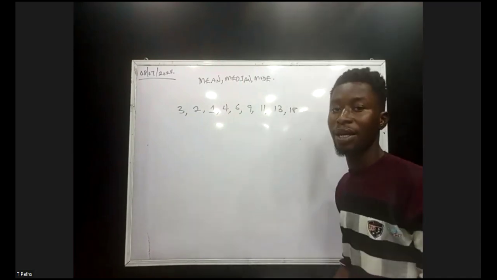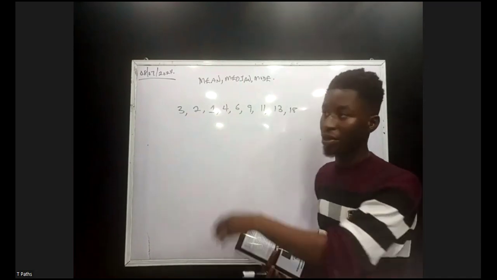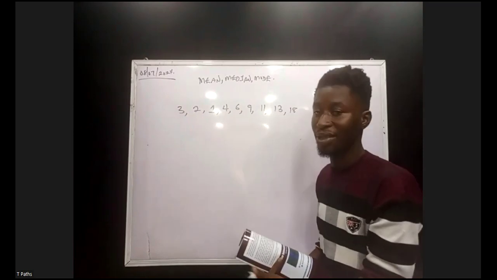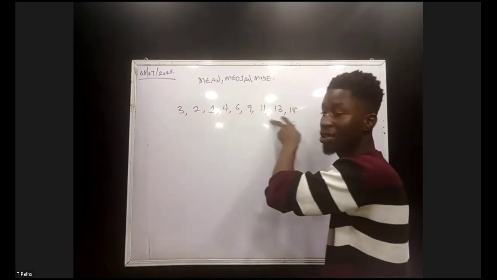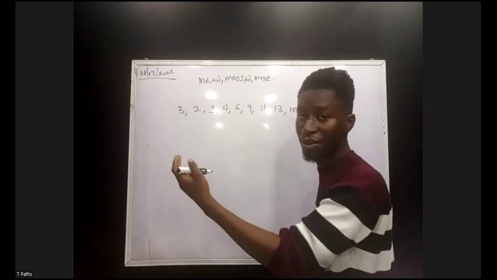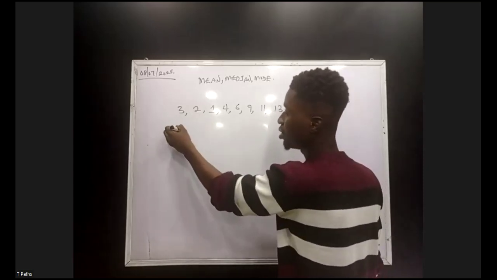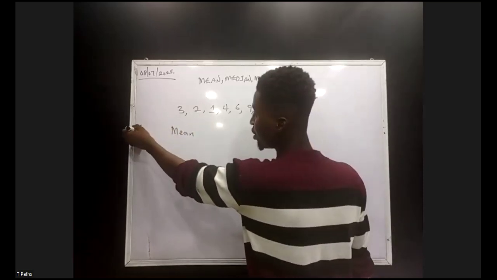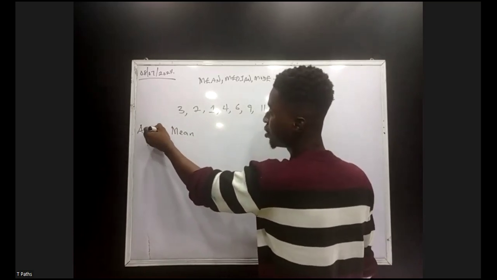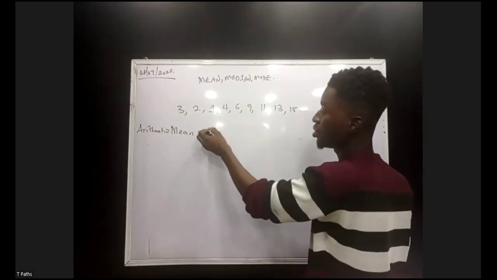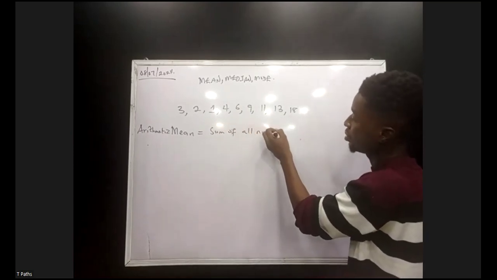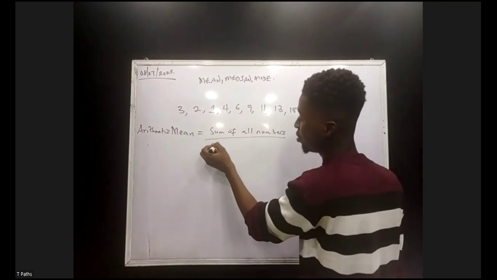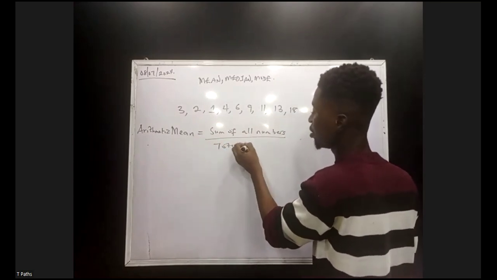So if I'm asked to calculate the mean of this set of numbers, the mean is simply what you know as the average, Abby. Mean, also known as average, is just the sum of all these numbers divided by the total number. Mean is also known as the arithmetic mean. It's simply the sum of all numbers divided by the total number.